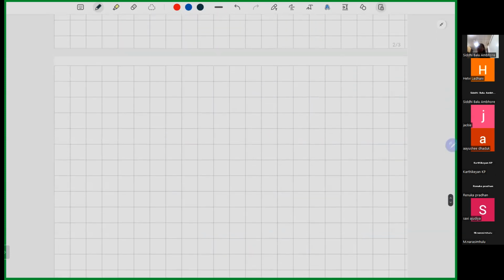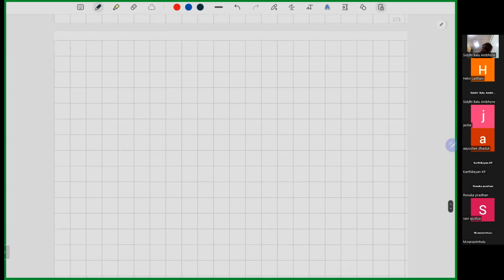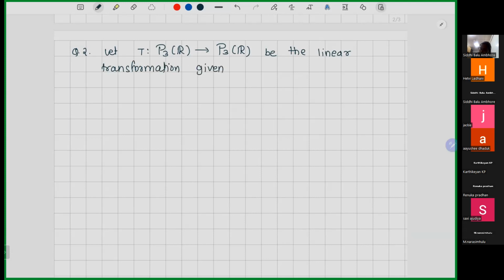The second question is similar. And again, now the linear transformation and basis are quite different. So let T be from our vector space P3(R), that is, polynomials of degree 3 or less in variable x with coefficients from real numbers. T of summation a_k x^k goes to summation a_k (x+1)^k.